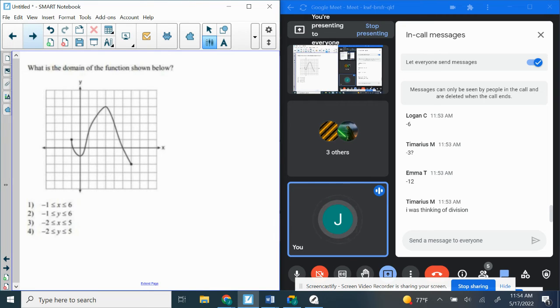All right, domain of the function. Give these answer choices some look-sees and see which one you pick. 1, 2, 3, or 4. Domain. Is domain X values or Y values?